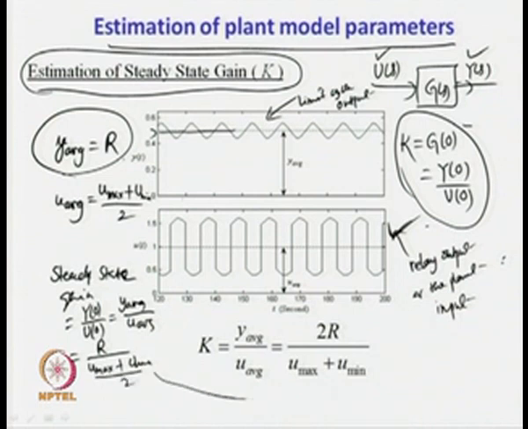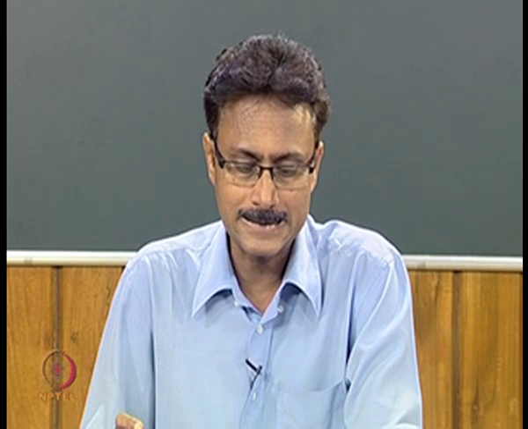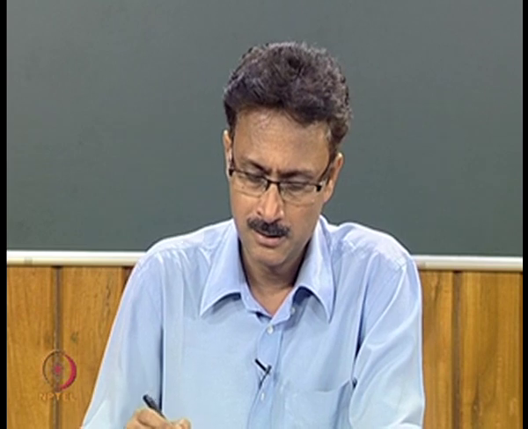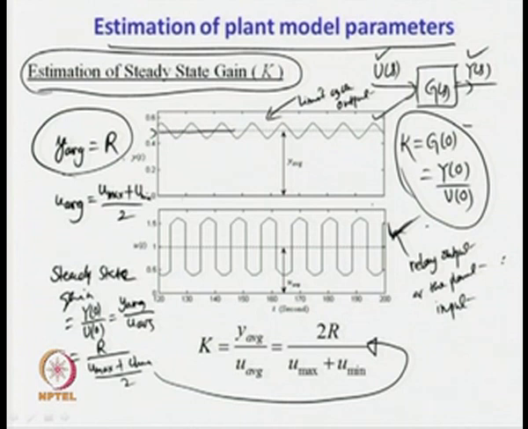So, this will ultimately give you an expression of the form K equals the ratio of average values of output to input, which is equal to 2r divided by (u max plus u min). Using this simple expression, it is possible to estimate one dynamic parameter of the model, that is the steady state gain, from measurements made on the limit cycle output and the relay output signal. Okay.